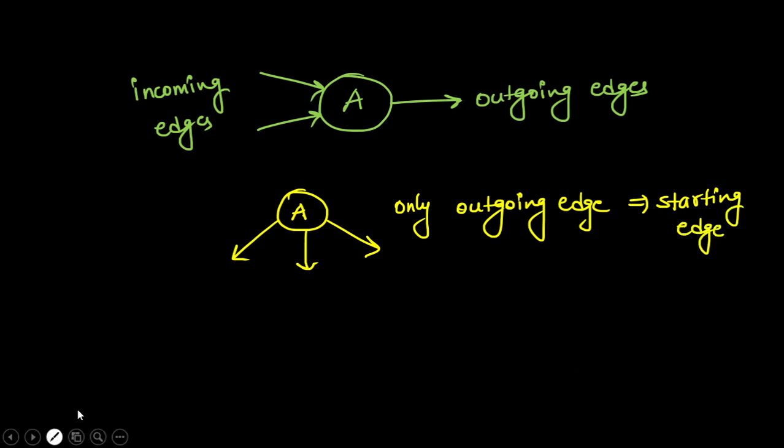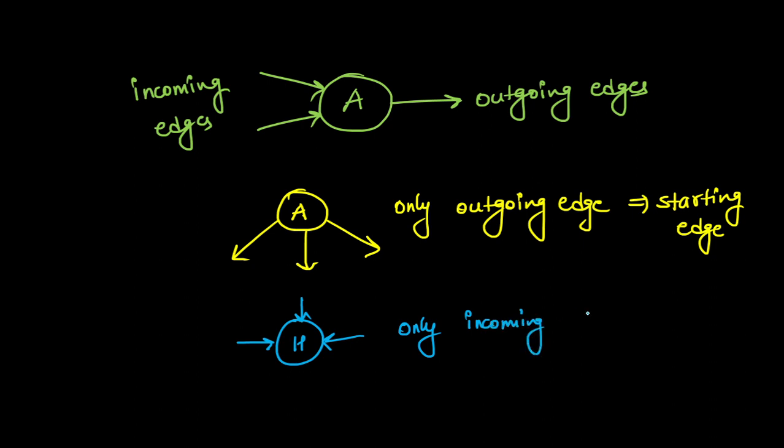Okay, and suppose there is a node, let's say H, and it only has incoming edges. It will be your ending or stopping node. This will be a node, not an edge. This is very important to keep in mind. Why is it important? Because it will help you find which node is the starting one and which node is the ending one.